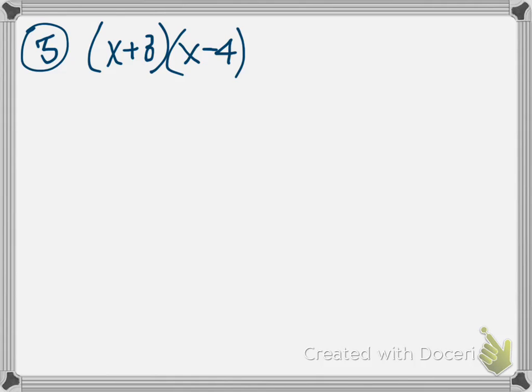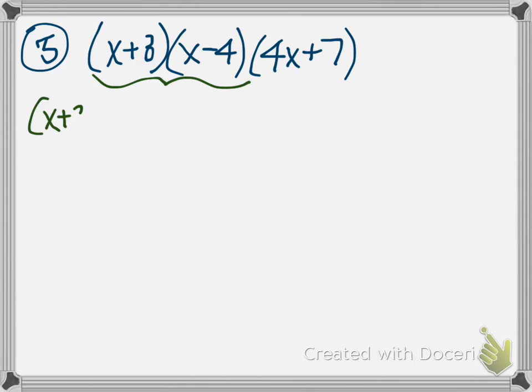x plus 3, x minus 4, and 4x plus 7. So I'm going to start out with FOIL, the distributive property. Just going to start with the first two sets of parentheses here. I'm not going to worry about the last one yet. So I'm just going to look at x plus 3 times x minus 4.